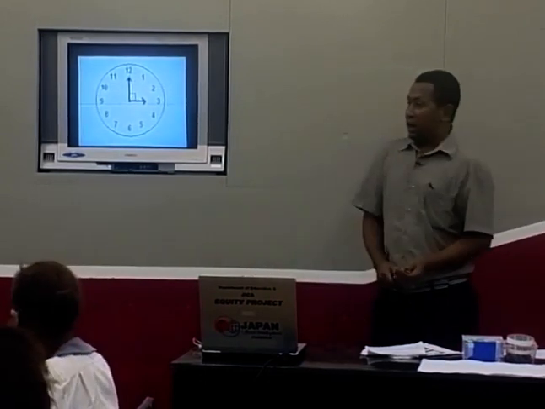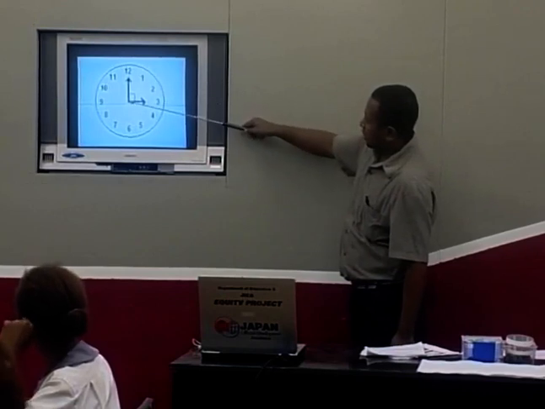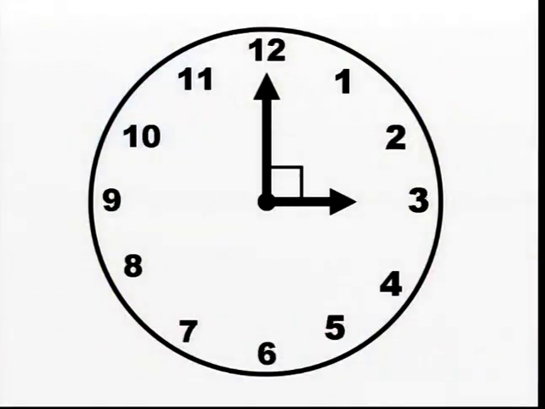Now, why it's showing a right angle is because the long hand is straight up to 12 and the short hand is straight across to 3, and we have an angle sign here, which simply means it is a right angle. How many degrees does a right angle have? 90 degrees. Very good.